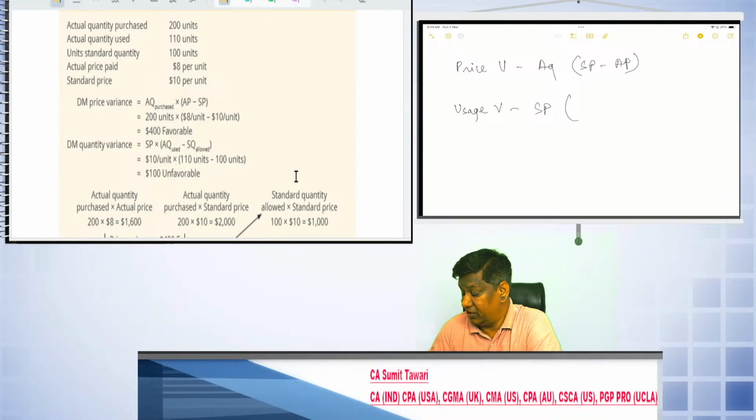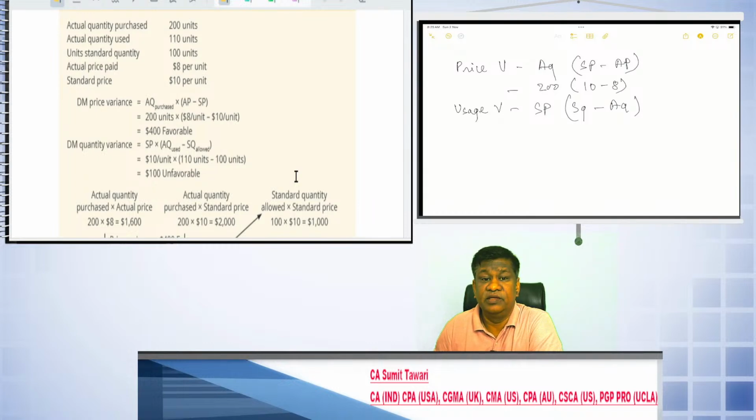Here, for usage it is standard quantity minus actual quantity. Now I'm putting in the numbers. What is my actual quantity purchased? 200 units. Then the actual price and standard price, so 10 minus 8. Here the standard price is 10, and the standard quantity is 100.